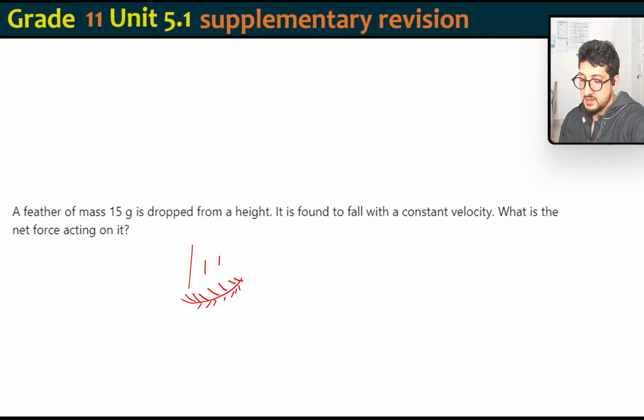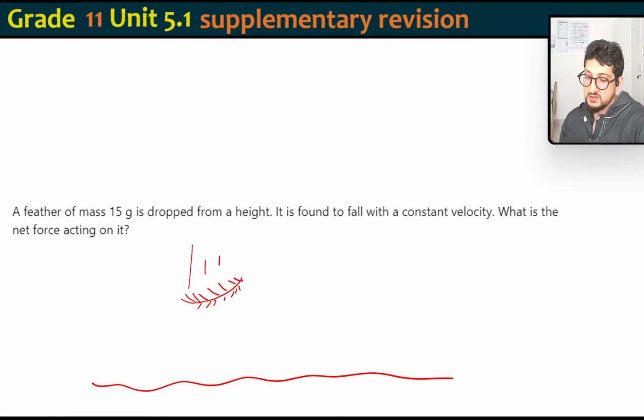Okay, and here's the ground. So it's falling to the ground, and we're being asked to calculate the net force acting on it. Here's the thing: it's a trick question. Why? If it was simply falling, then we know the acceleration towards gravity. Force equals mass times acceleration, and the acceleration due to gravity is 9.81.